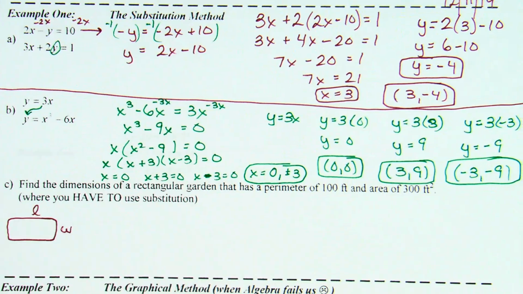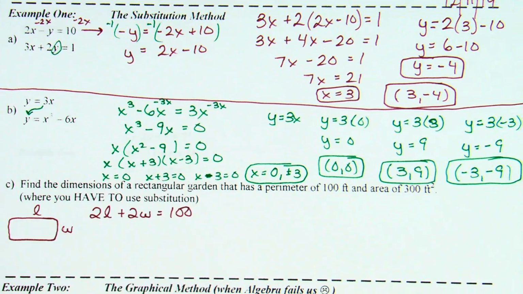What else? Okay, area of 300 feet squared. How do I do area? Yeah, length times width. So LW equals 300. Hey guys, here are your equations. It's important that we are able to get those equations.